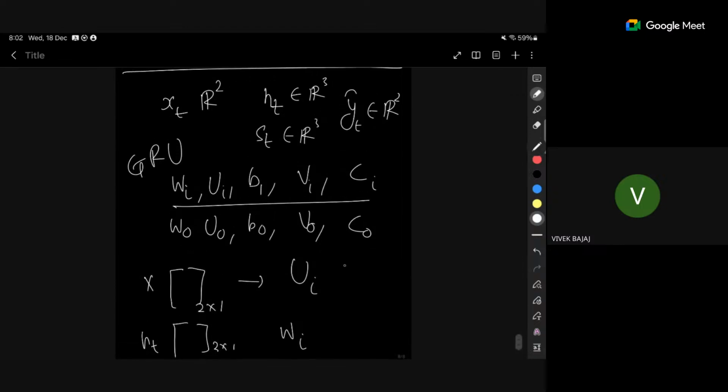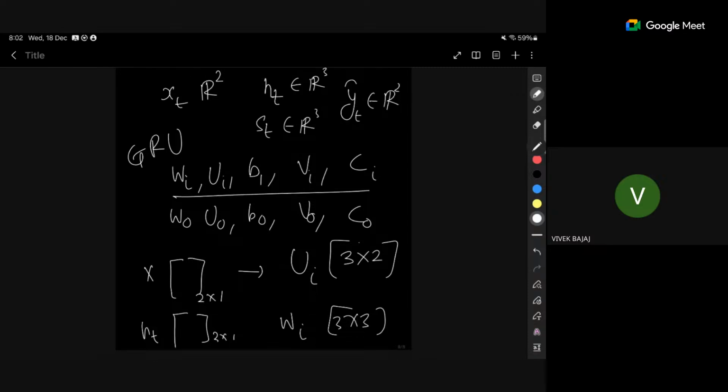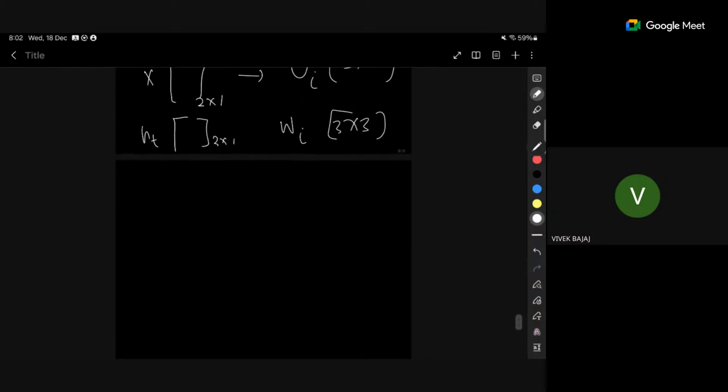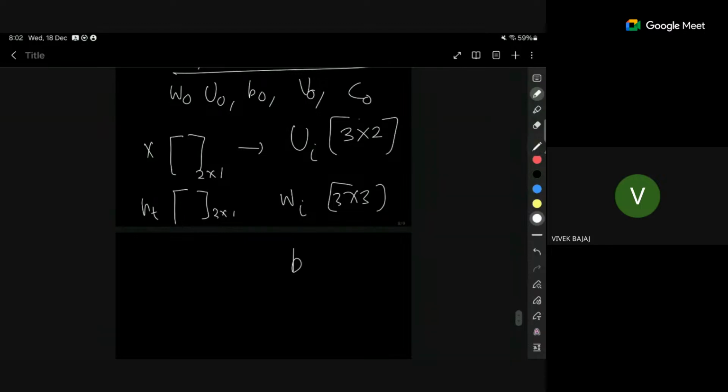Okay. So this should be 3 into 2 or something like that. This weight matrix should be 3 into 3. And then the bias will be 3.